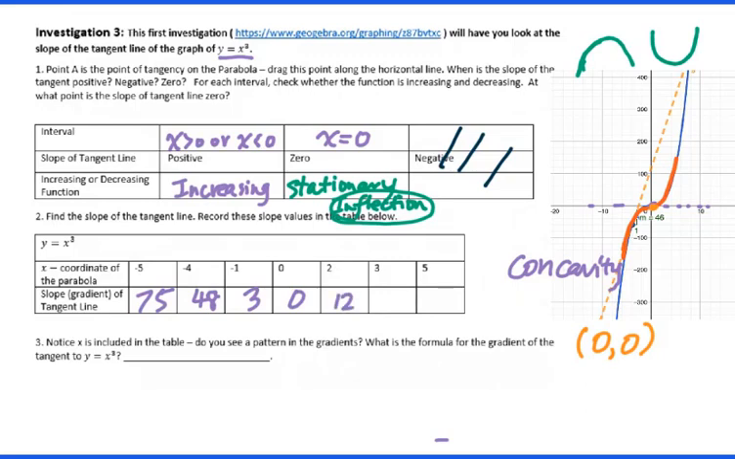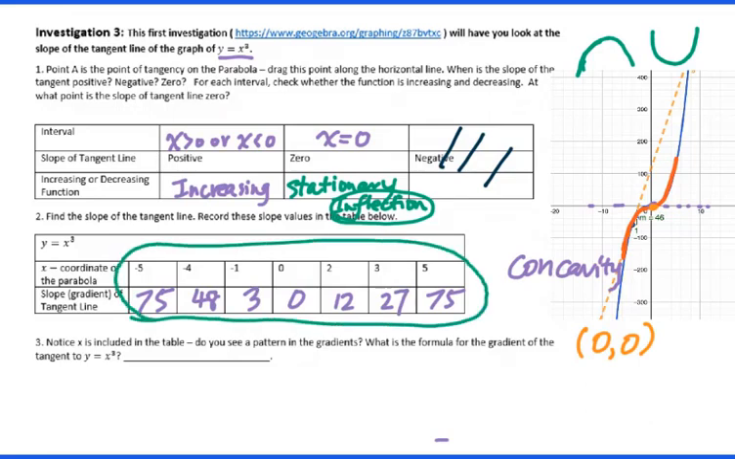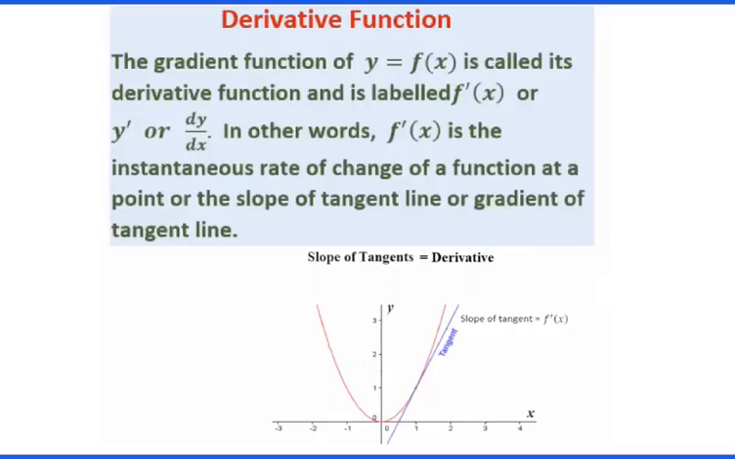12, 27, and 75. We can get a pattern for this table. It will be a quadratic function, so we can write down y prime equals x to the third power prime equals 3x squared.